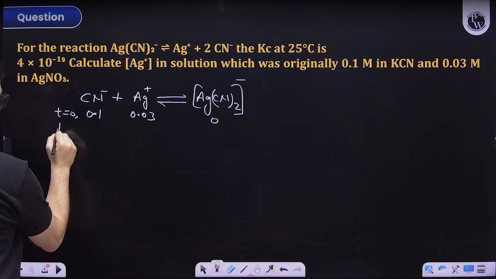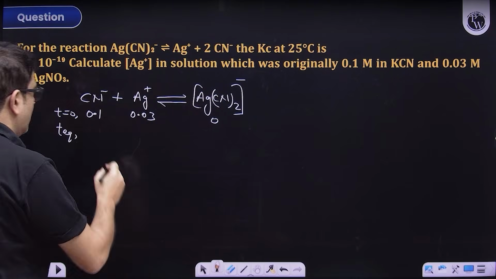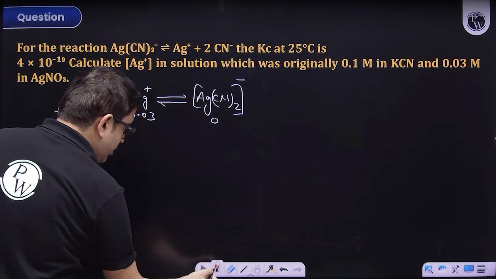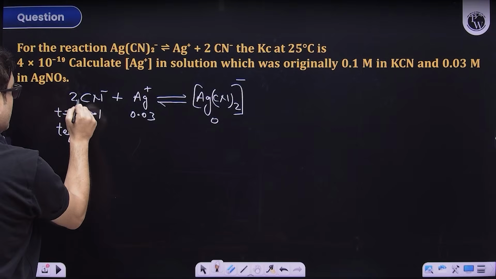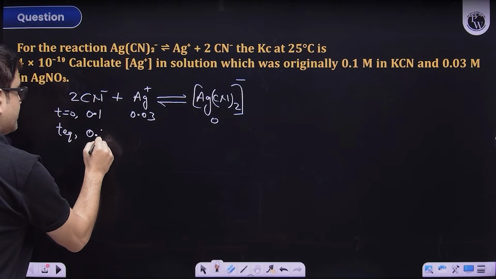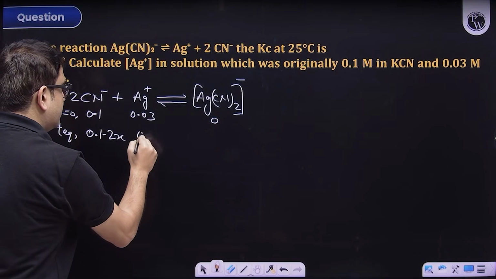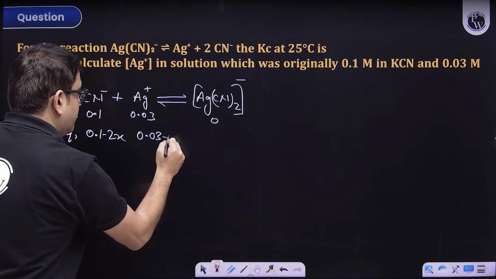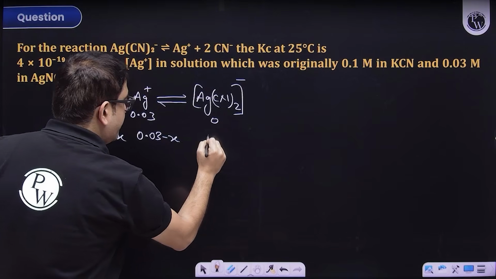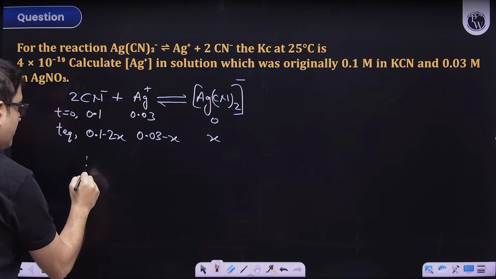Now equilibrium. Sir, this we already know. So what you know, do the stoichiometry. One more, okay, in order to balance this is 2. So if this is getting reacted 2x, how much remaining? 0.1 minus 2x. X of this will react, so this will be 0.3 minus x. How much of this will be produced? X.